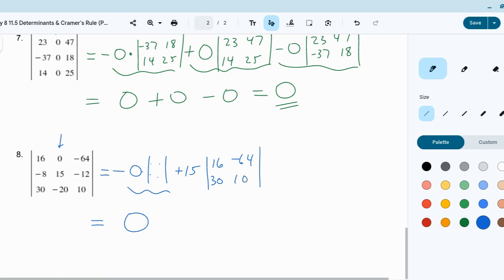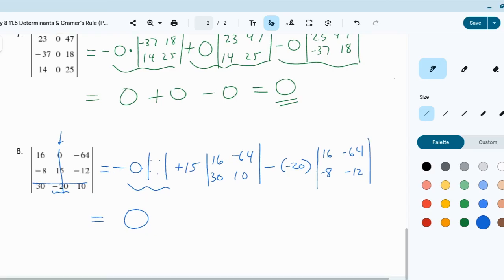I'm going to finish this up by taking that negative 20, but here it is, it's in a negative spot. So I have to take the opposite of negative 20. You got to make sure, because it's in that negative cofactor spot that we were talking about earlier, I take the opposite of it. So it's going to become positive 20, which we'll get to in a minute. Block out that row, block out that column. My smaller 2x2 matrix: 16, negative 64, negative 8, negative 12. So I have that information right there.